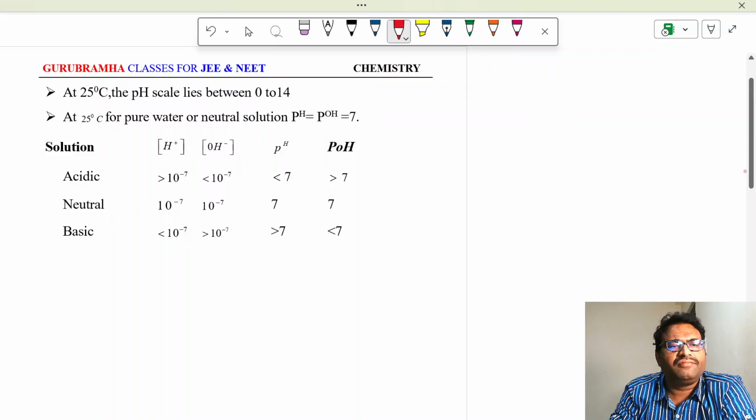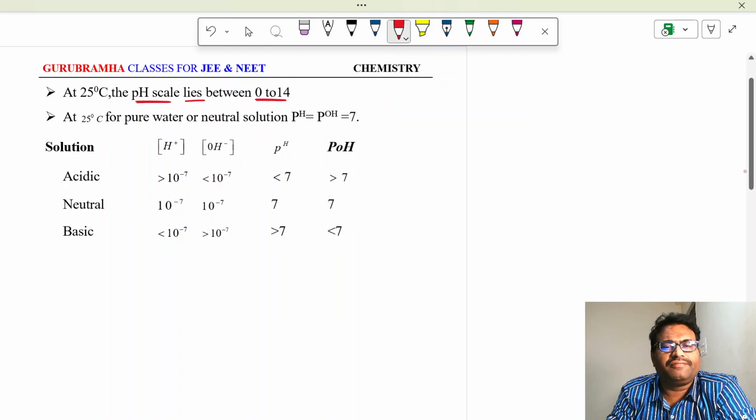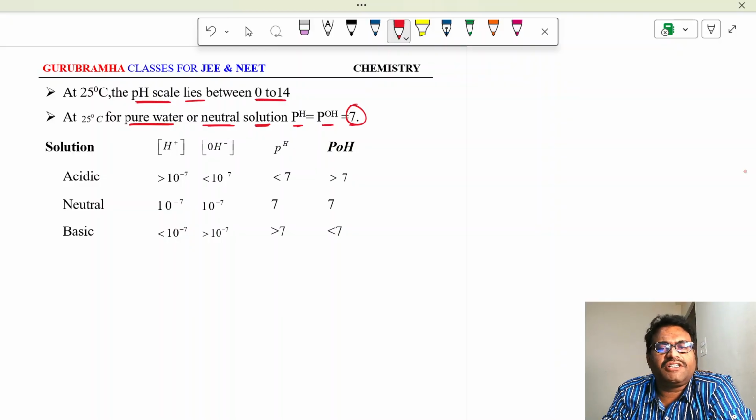Here, let us see. The pH scale lies between 0 to 14. It is a scale which contains units from 0 to 14. And for pure water, a neutral solution, pH is equal to pOH, that is equal to 7.